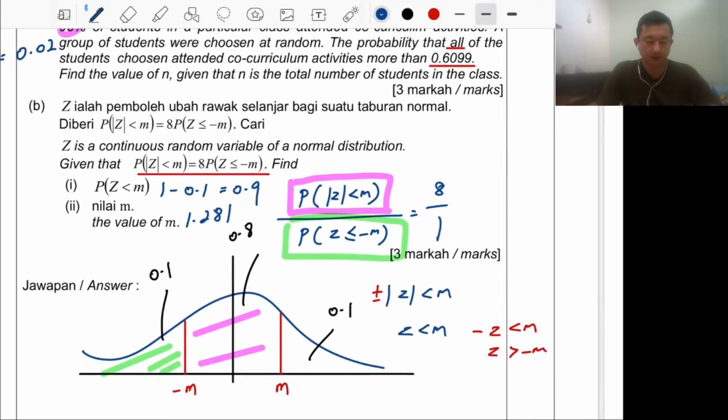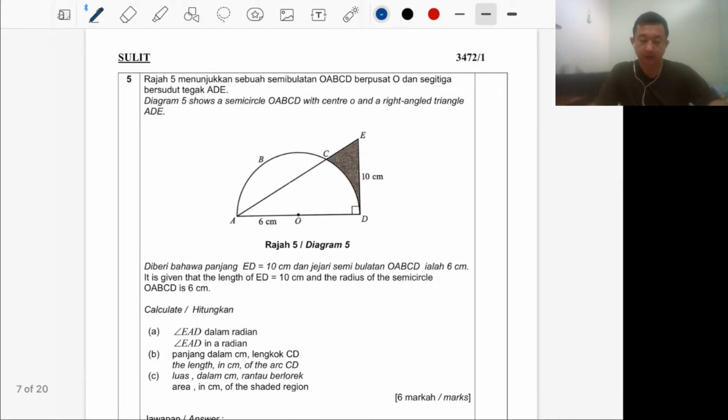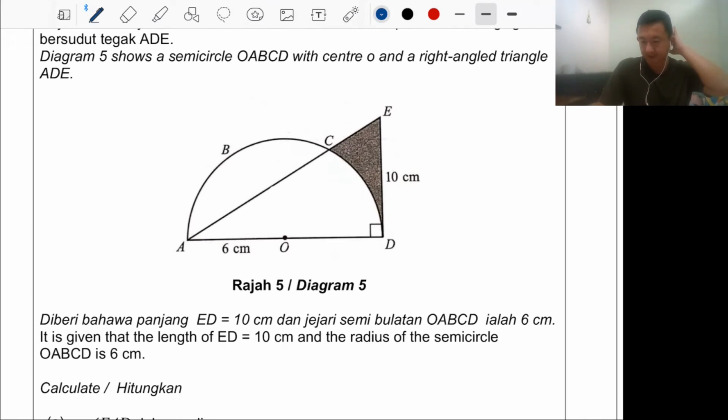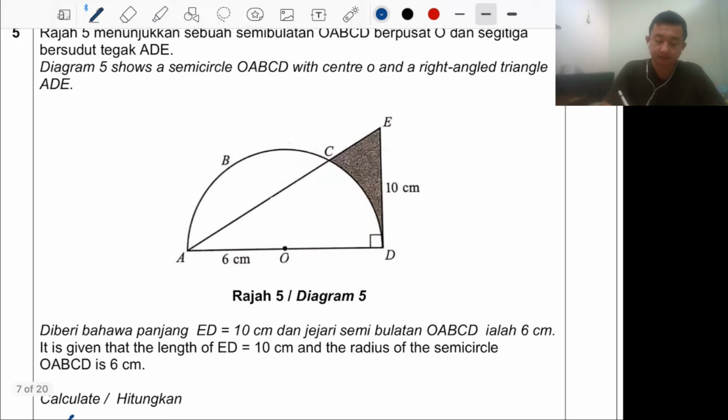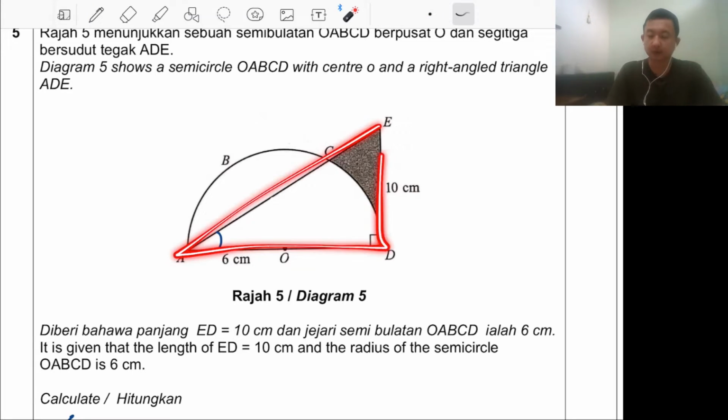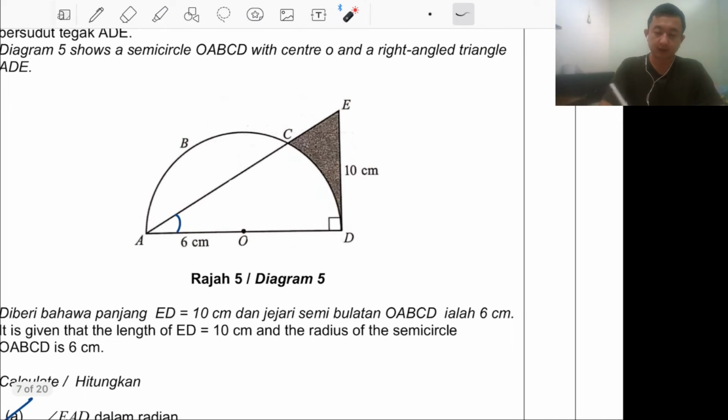Alright, now we go to question 5. Question 5 shows a semicircle OBCD with a center O and right angle triangle ADE. Given the length of ED is 10 and OABCD has a radius of 6 cm. Find angle EAD in radians. You see a right angle triangle, so if you want to find the radian, you can just use trigonometry, I think. Okay, this is the right angle triangle.